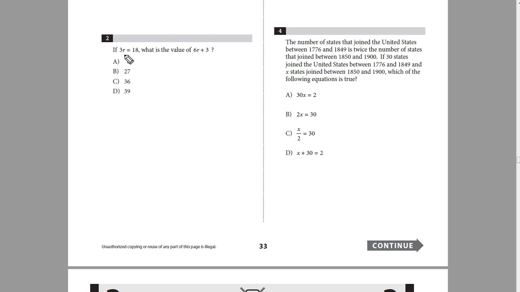Question number 2. If 3r is equal to 18, what is the value of 6r plus 3? So let's find out the value of r from here, and then we will find out the value of 6r plus 3. So the equation is 3r is equal to 18.